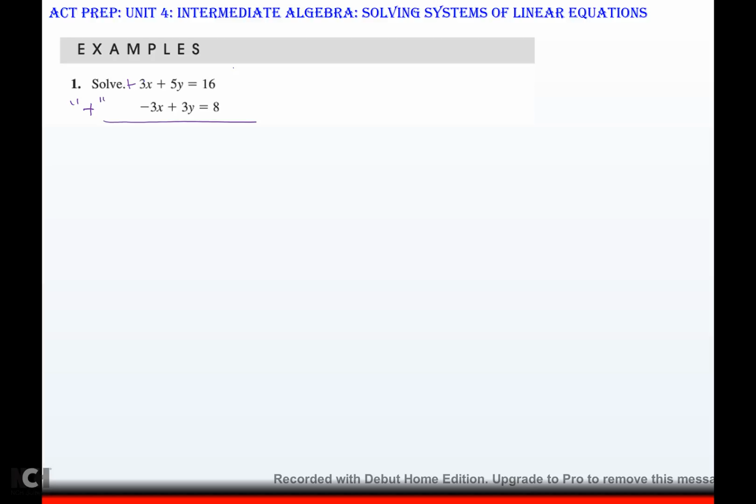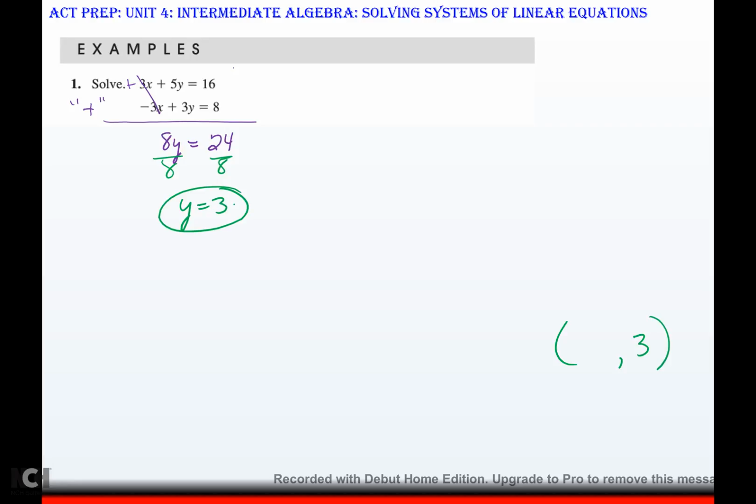You're ready to add. So if I add these 2 equations, the x terms cancel. 5y plus 3y would be 8y equals 16 plus 8 is 24. So to solve for y, I'm going to divide by 8, and I get y equals 3. You have half of your answer. You have the y coordinate of that intersection point.